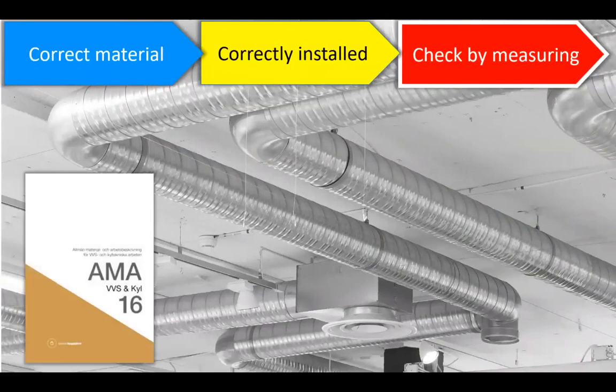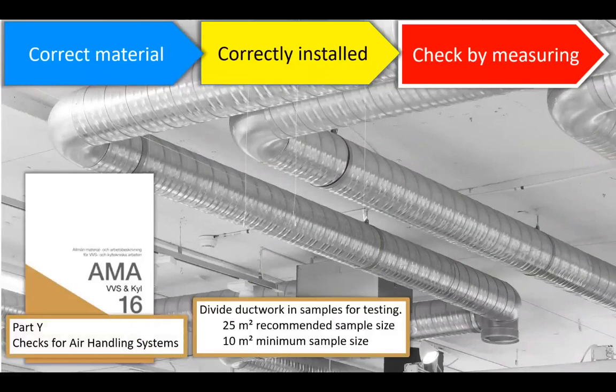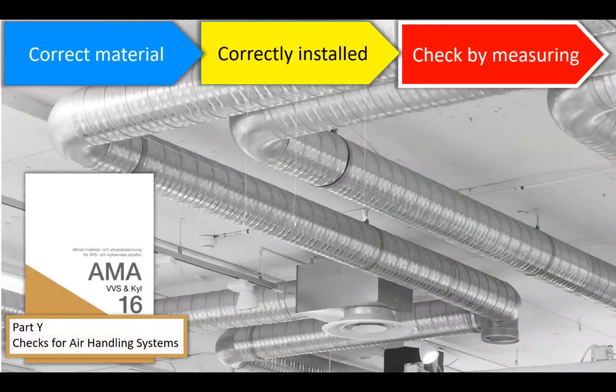So ARMA, please tell us how to check new installed ductwork. You can read it in my part Y, checks for air handling systems. Oh, but our new installation is quite big and we're in a hurry. Can we check it all in one single measurement?